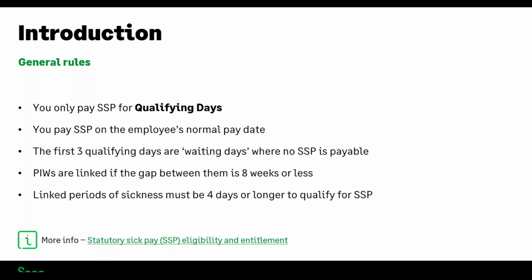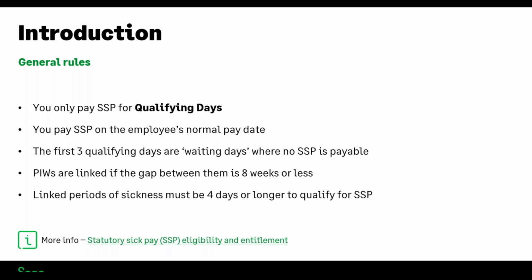And then just a few more general rules for SSP as well. The SSP payment itself is only going to be for qualifying days, so the employee's normal working days or contracted working days. For me, for example, that's Monday to Friday, so Saturday and Sunday would be non-qualifying days. You would pay SSP on the employee's normal pay date, so no need to change that up. The first 3 qualifying days are known as waiting days, when no SSP is payable. So the employee would go on sick, but the SSP would not kick in until the 4th qualifying day of the absence.